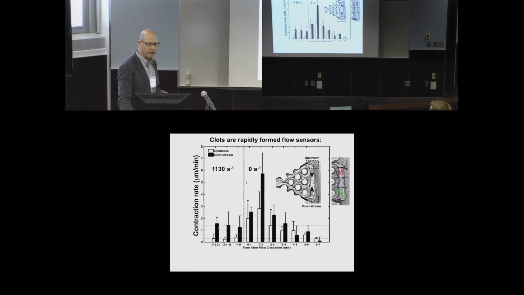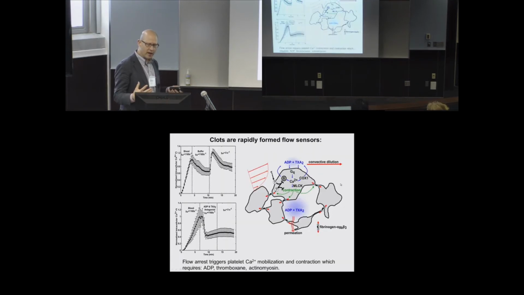So there's a very low level of contraction occurring under flow conditions as the clot is formed, but you stop the flow, and all of a sudden you see this massive contraction, and we can map that contraction. And what is occurring is that there's a quorum sensing going on.